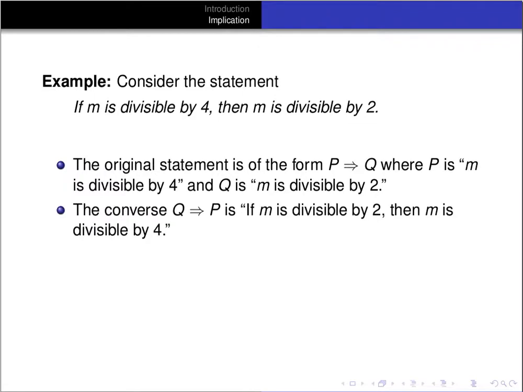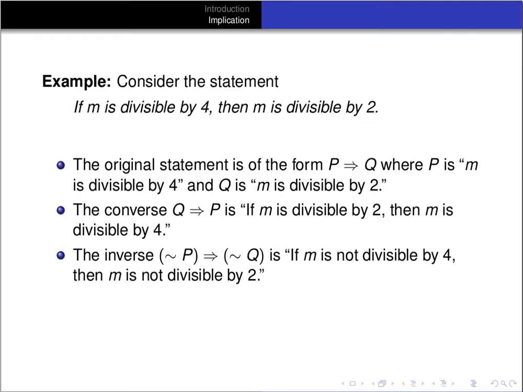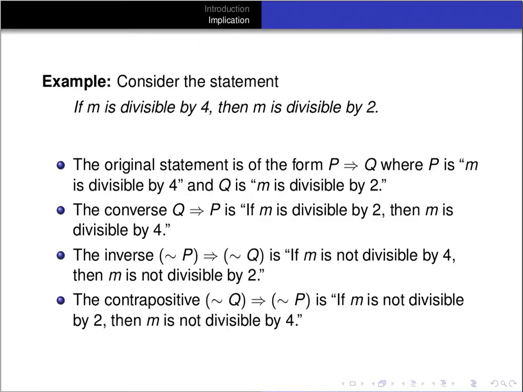The converse then, Q implies P, would be if m is divisible by 2, then m is divisible by 4. The inverse is if not P implies not Q, so that would be if m is not divisible by 4, then m is not divisible by 2. And the contrapositive, not Q implies not P, is if m is not divisible by 2, then m is not divisible by 4.